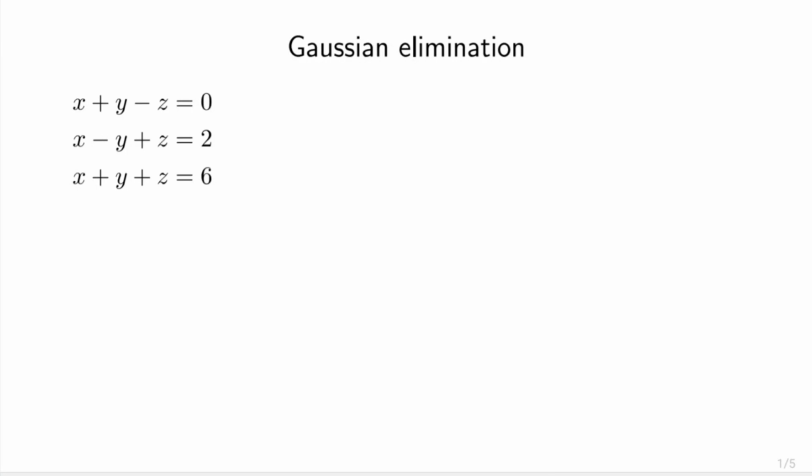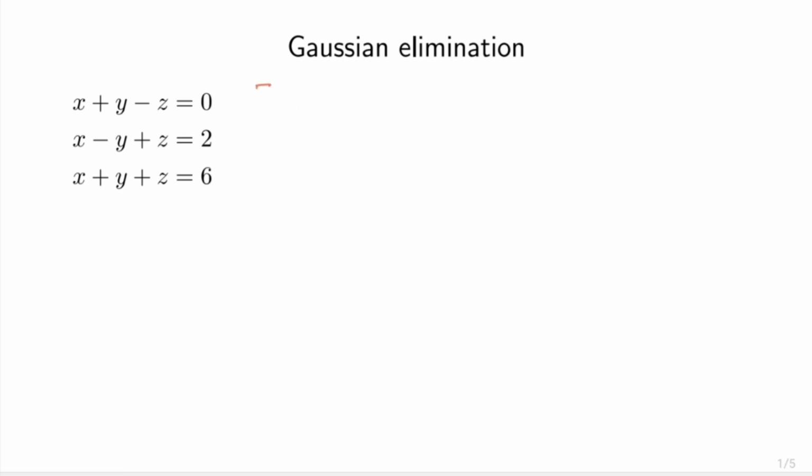We want to look at two important operations, or two important processes, in linear algebra. That's Gaussian elimination and Gauss-Jordan elimination. So suppose we have the system of equations that we want to solve. It's a system of equations in three unknowns. So we begin by gathering the coefficients.